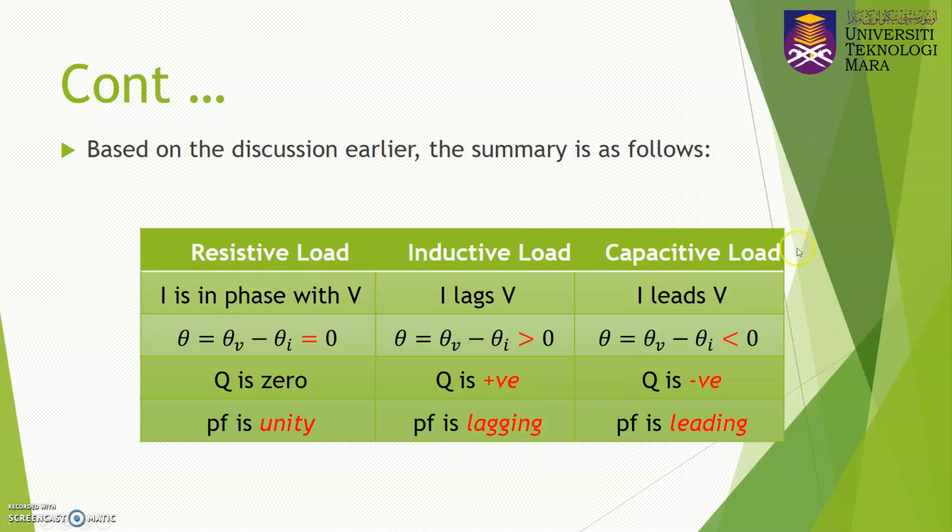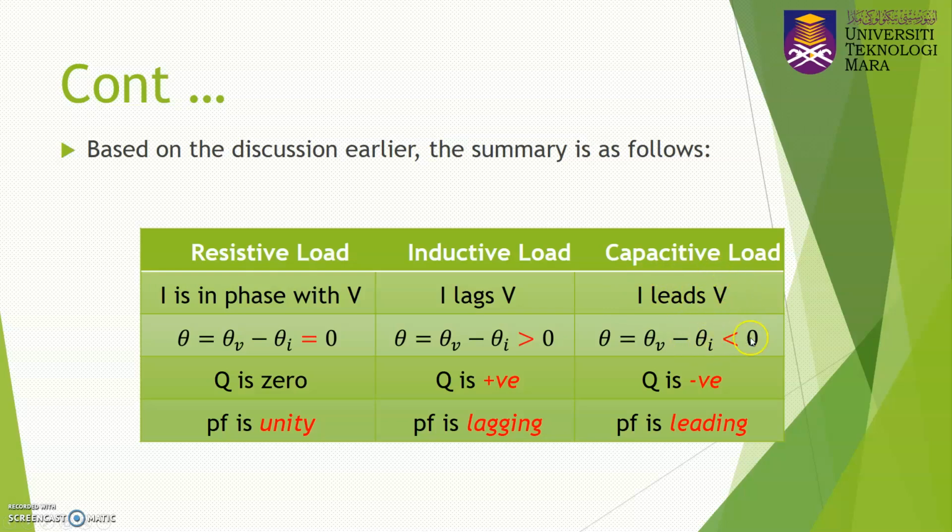The last type of AC load is a capacitive load. In this case, I leads the voltage. For theta, it will be theta V minus theta I. Since I leads the voltage, theta I is greater than theta V.